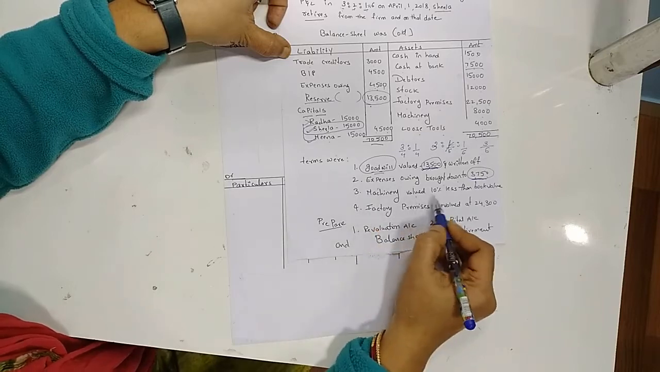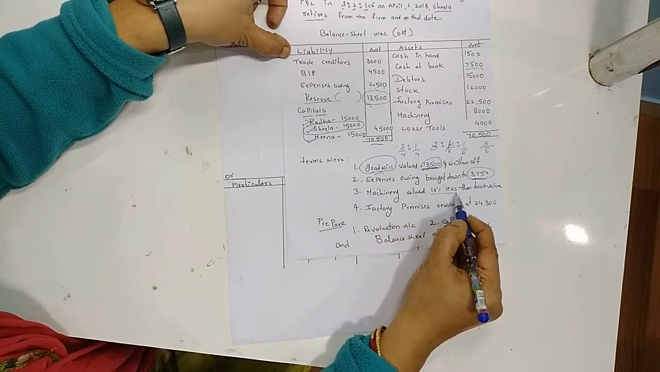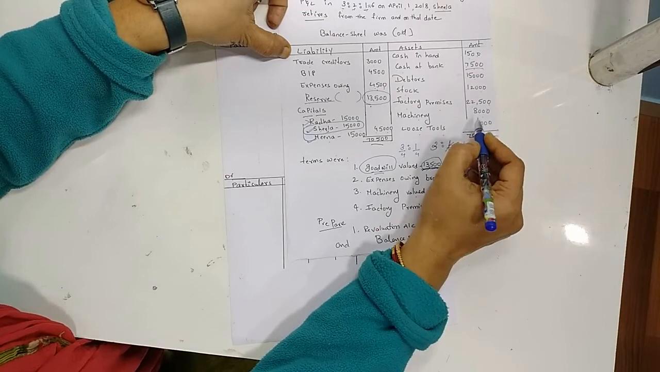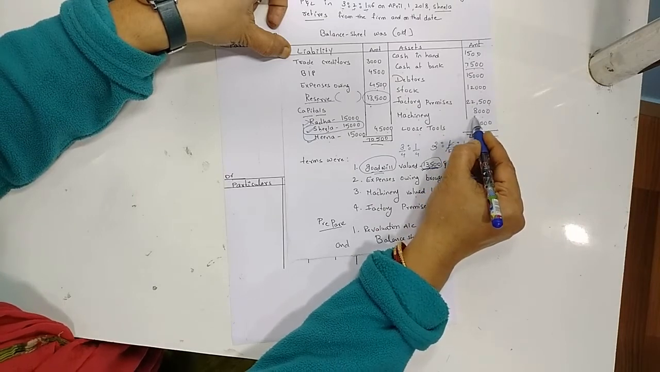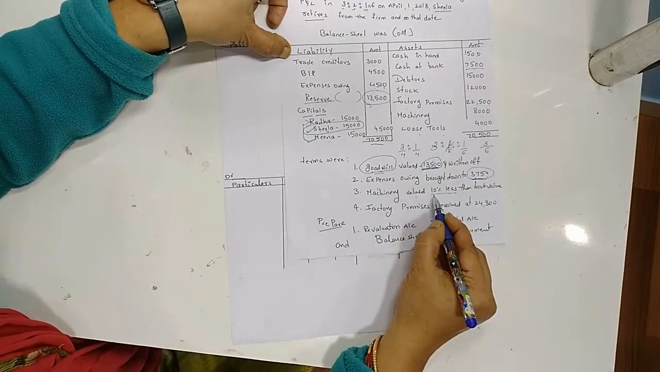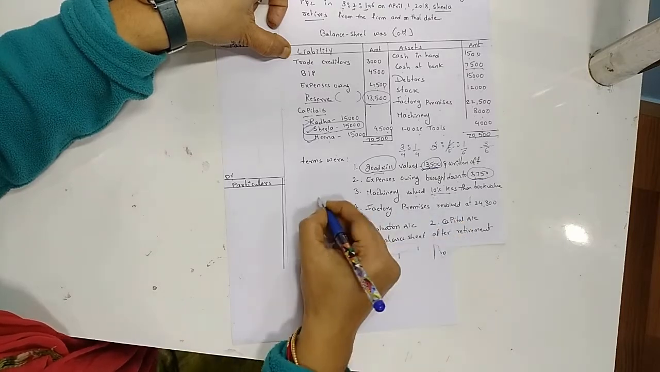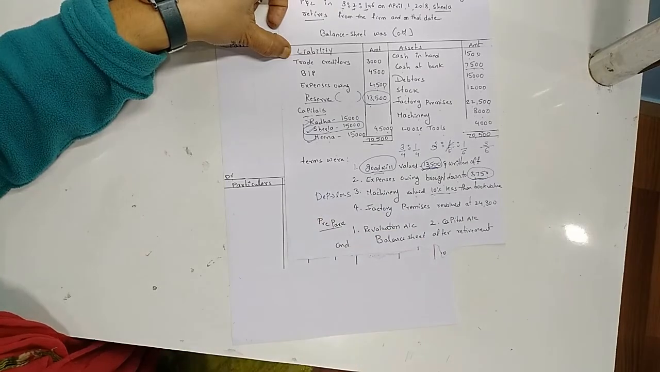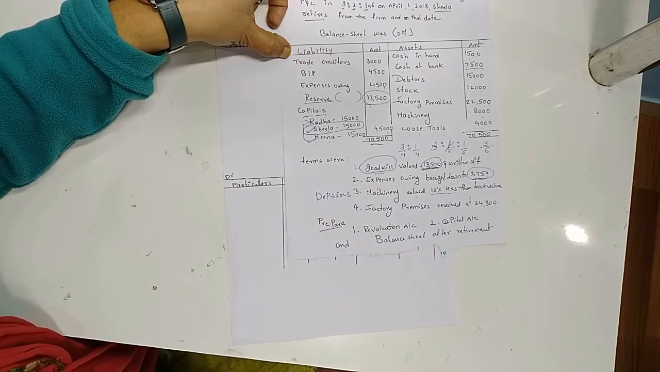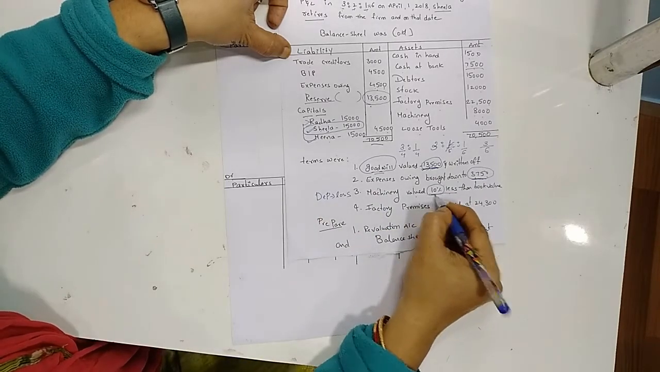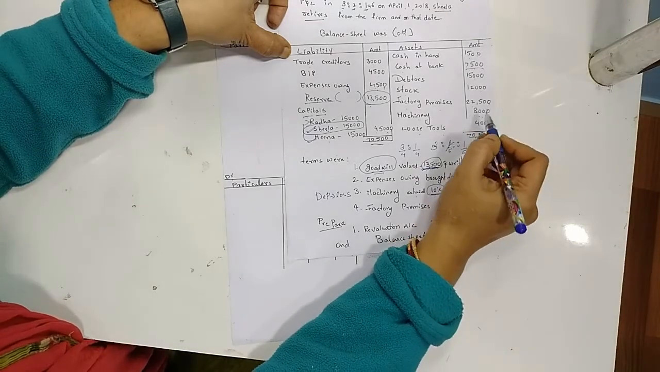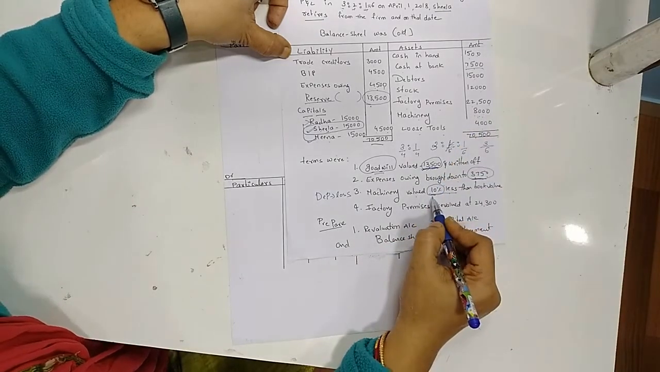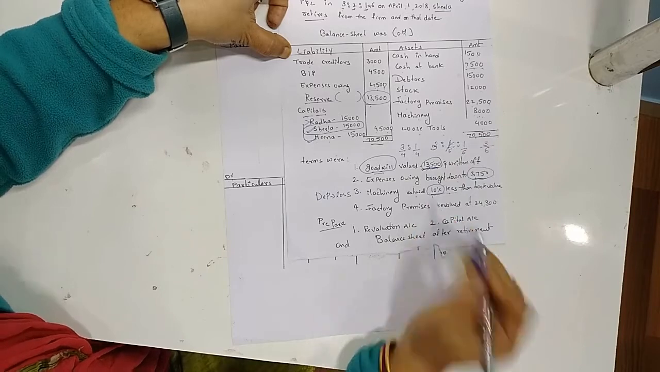Machinery value 10% less. Your machinery value according to the balance sheet was 8,000, but it decreased 10%. Depreciation is always a loss for you. So the value of the asset is decreased, so it is a loss for you. How much loss? 10% loss. It was 8,000 earlier, and out of 8,000, 10% loss means 800 loss for you.